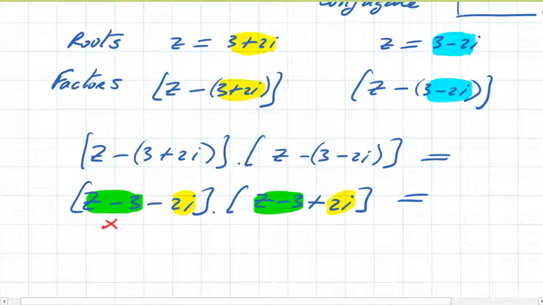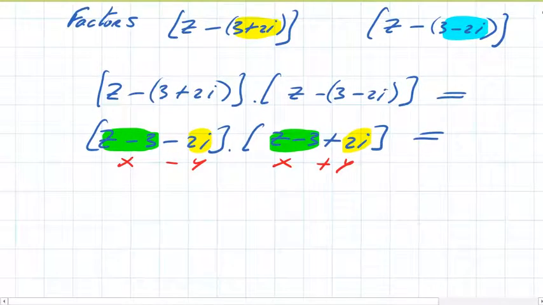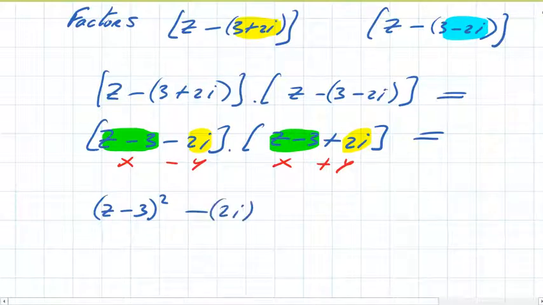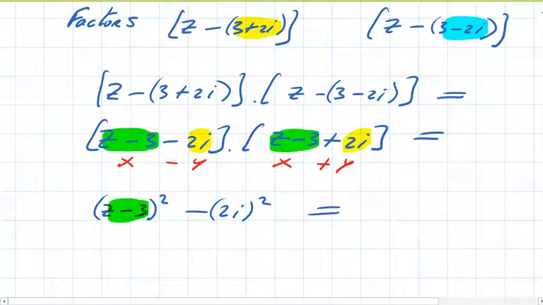So it's x minus y again by x plus y. So now we've got a shortcut, and so now it's just the formula again. It's x squared minus y squared. So x squared minus y squared is the answer. So it's the green thing squared minus the yellow thing squared.